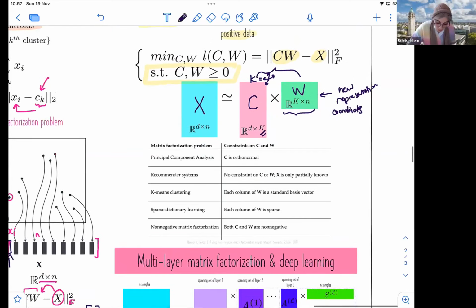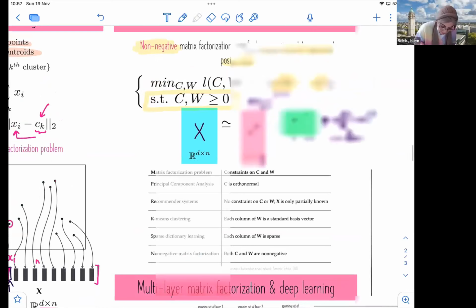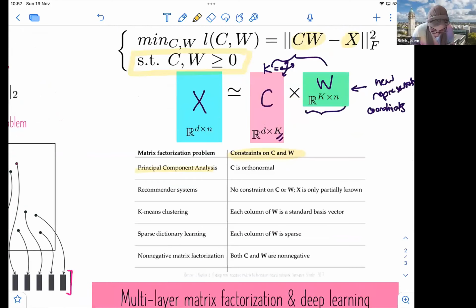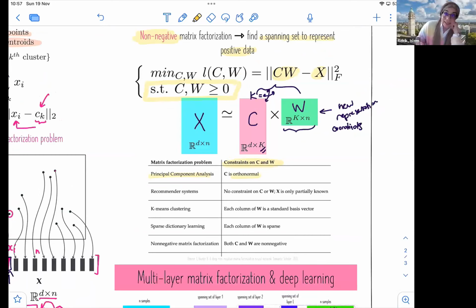All right, cool. So to summarize, all of these problems can be regarded as matrix factorization with different constraints on C and W. For principal component analysis, C should be orthonormal, because it's a linear autoencoder. Recommender systems, we have seen this before. There was no constraint, but X is only partially known. We saw this in the previous lecture. K means clustering: each column of W is a standard basis vector, which means it should be like 0, 1, and then all zeros, or 1, all zeros, 0, 1, zeros, etc.